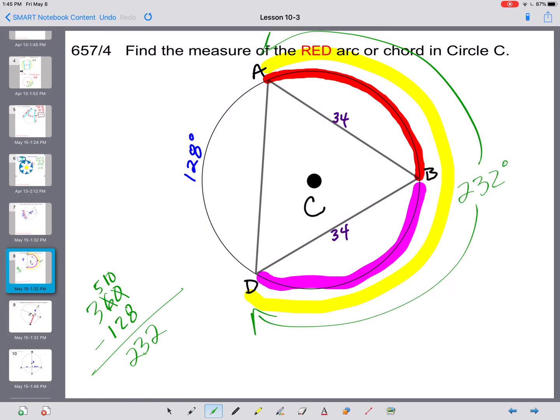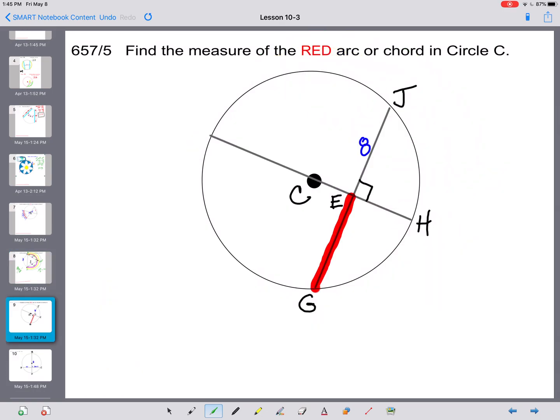Well, what do we do to it? Yeah, we cut it in half. Half of 232 is 116. We got 116 degrees for this one, for the red one, and we got 116 degrees for this one. Boom. Our answer, 116. That's what they wanted, the red arc on that one. How about this one?